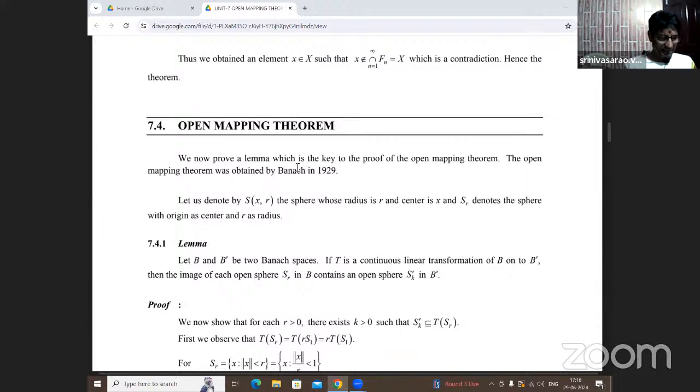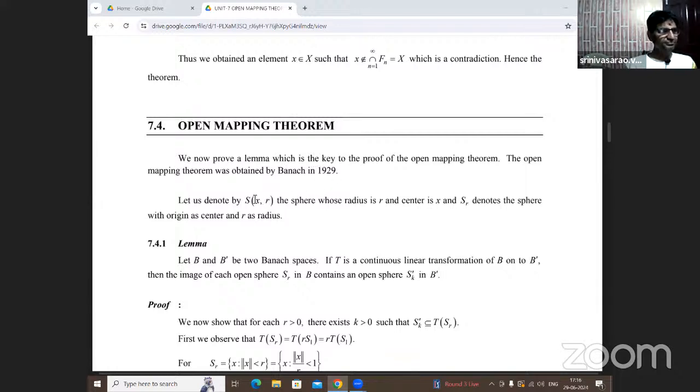That mathematician contributed so many theorems: the Banach-Stone theorem, the Hahn-Banach theorem. Banach is also connected with Hahn, so that theorem is called the Hahn-Banach theorem. We have already discussed it in the previous class. Now, the open mapping theorem was obtained by Banach. He was born in 1929.